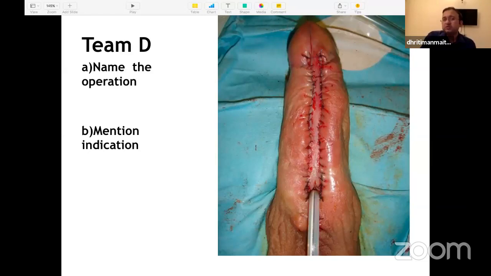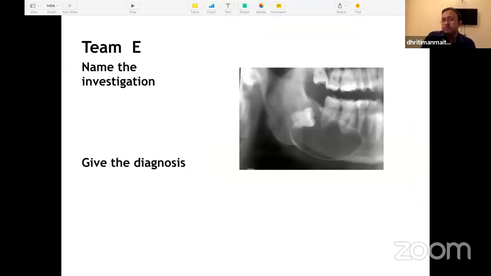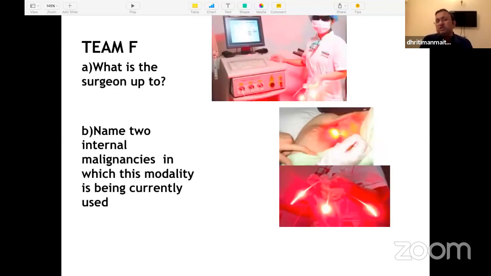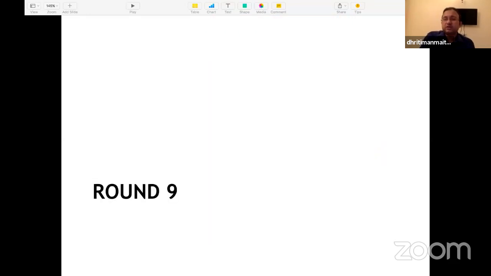This is a cyst which is in association with an unerupted tooth. So this is a dentigerous cyst, and the investigation is an orthopantomogram. This is a photodynamic therapy that is being done, and some malignancies in which it is done are cholangiocarcinoma and esophageal carcinoma, or Barrett's esophagus also. So this question was not answered by any of you.